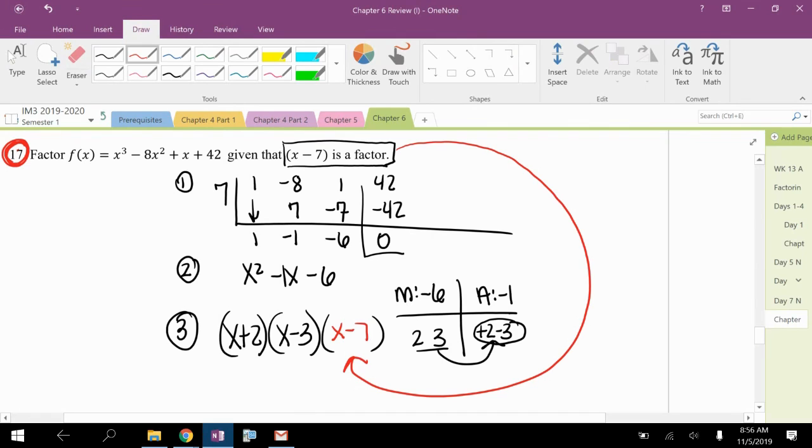X minus 7. Oh, and we're done. That's your answer. So again, there is multiple choice, so you will see that. But take a look. I mean, I started with 3, so I should have 3. And the directions gave me a factor.